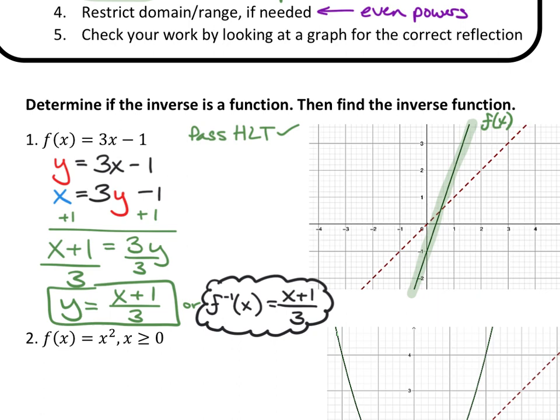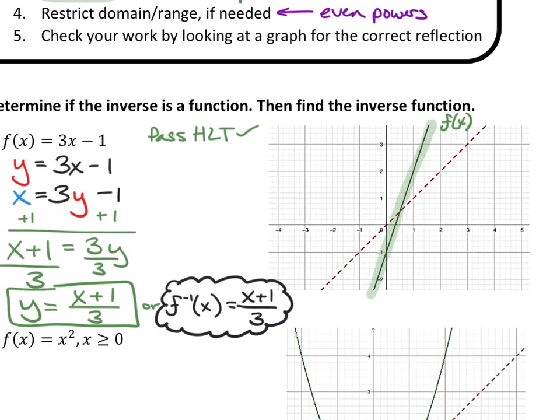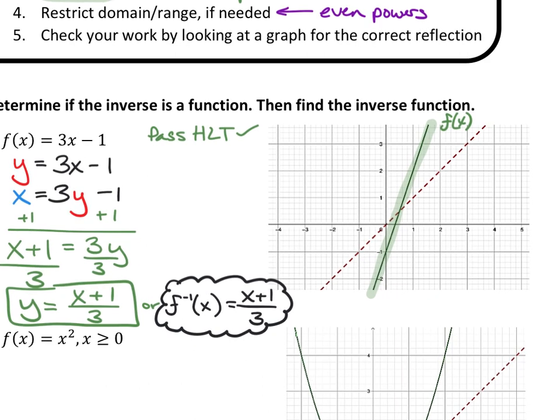Now we don't need to restrict our domain because we have an HLT passing. If the HLT fails, that's when we have to do step 4, which means step 5 is just to check our work by looking at a graph. Now we're going to do this in an efficient way, which means I want you to go to your calculator and type in the equation we solved.